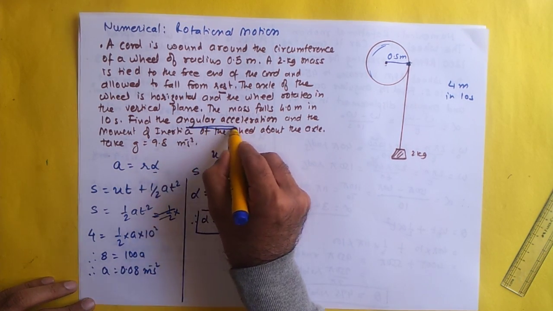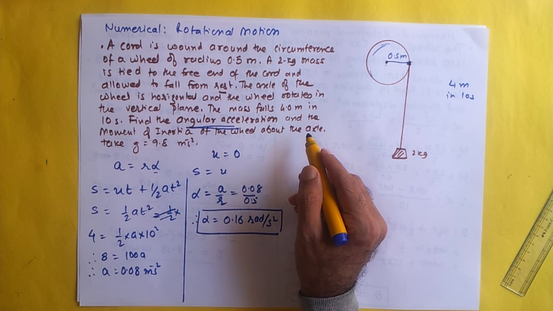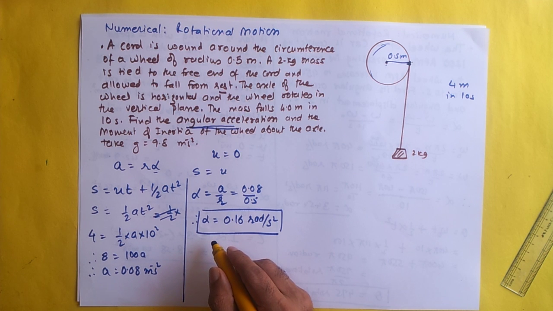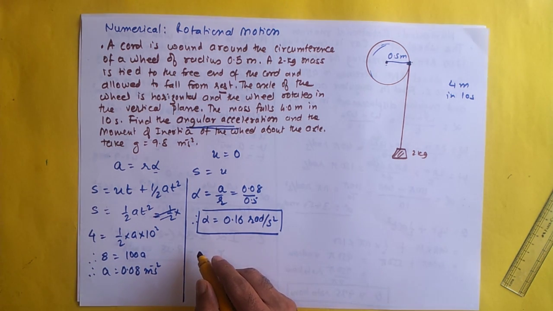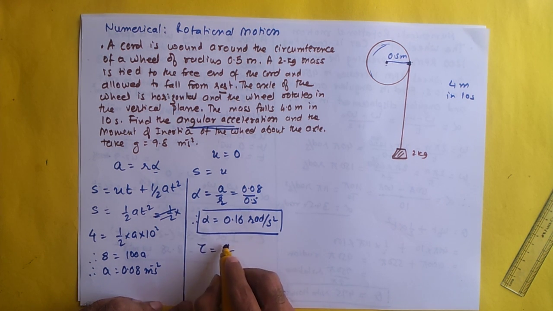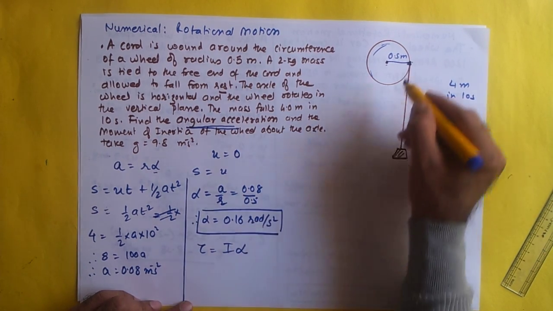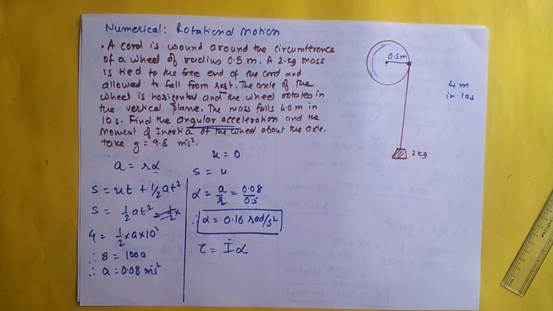So I have found out angular acceleration. Now we have to find out moment of inertia of the wheel. One of the equations for finding out moment of inertia is tau is equal to I alpha. I know the angular acceleration of the wheel. If I am able to find out tau, then I will be able to find out moment of inertia. So now what I will try to do is finding out tau.